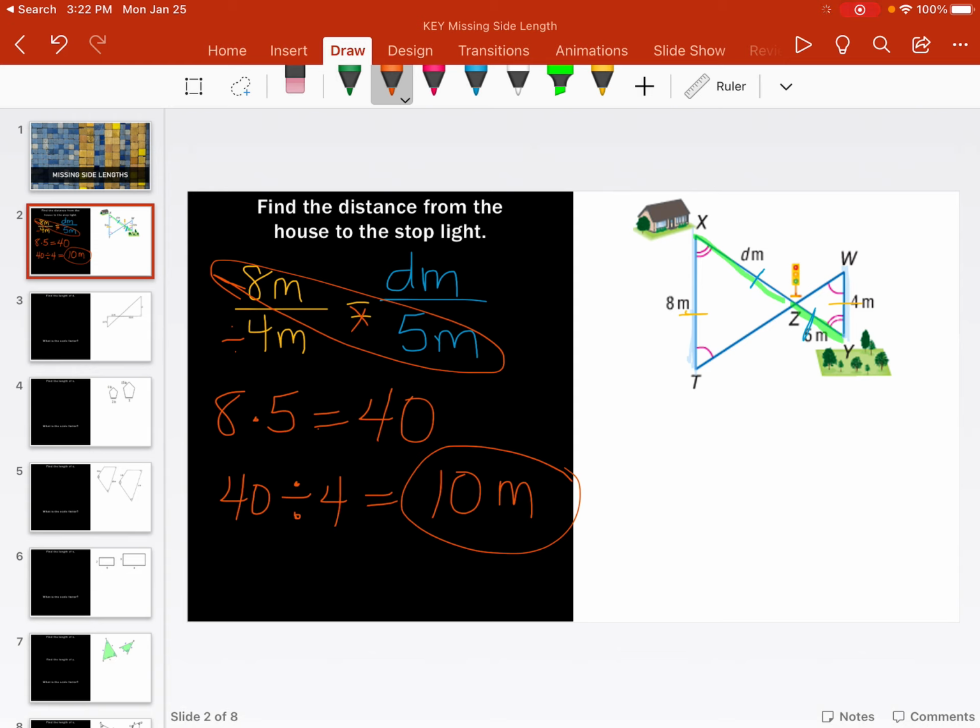Always find those corresponding sides and make sure that you set it up in your proportions. Be really nice and consistent with how you are setting them up. Make sure that you're using the similar shapes to find the top and the bottom. Always keep them matching. Okay, so let's go ahead to slide 3.